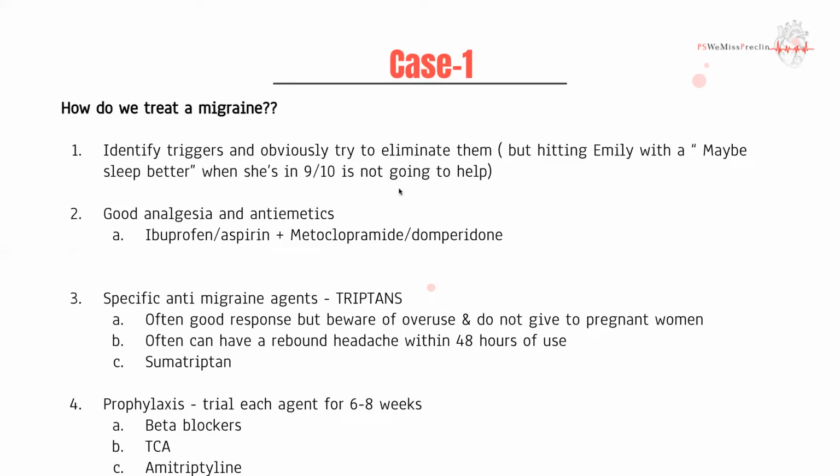So how do we treat a migraine? The first step is obviously long-term. We're going to try to identify triggers and ask them to avoid them. But as you can imagine, if you're in a room with a patient and they're presenting with a severe headache, telling them to improve their sleep habits or cut down on coffee is not going to be the most useful thing. You're going to want good analgesia and antiemetics, especially if they're nauseous. So ibuprofen and aspirin are considered relatively first line. And you can give metoclopramide or domperidone as an antiemetic.